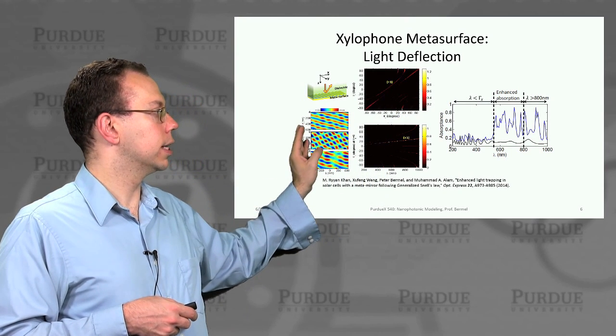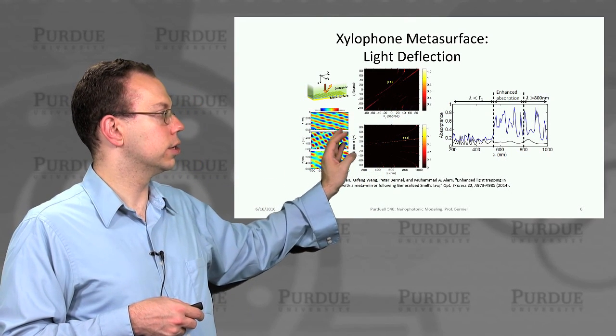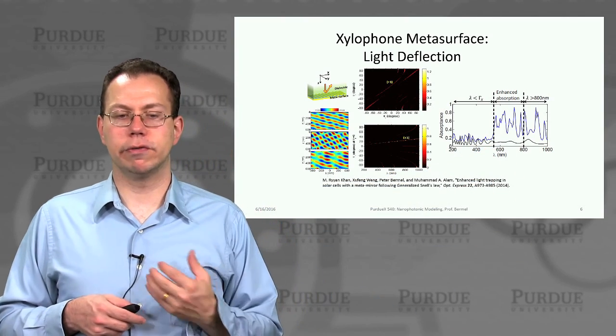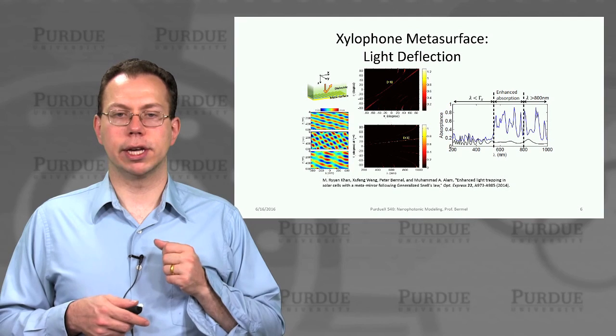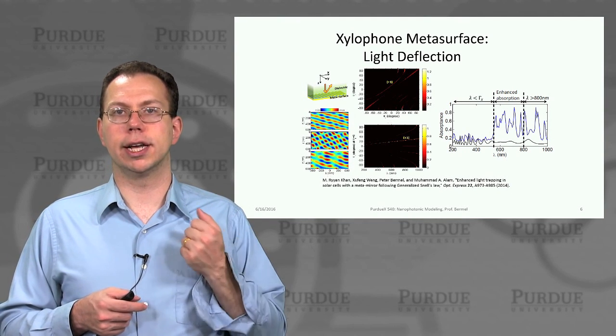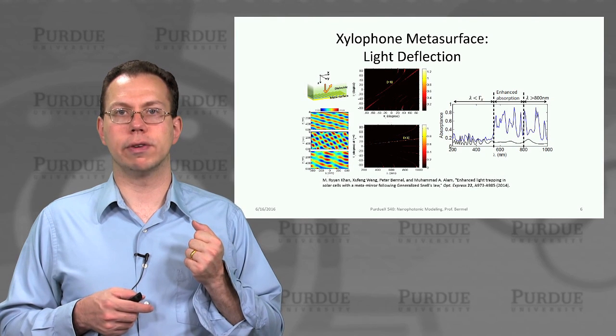You can see what the reflection looks like here. It's essentially a plane wave. And then you have enhancement of absorption in photovoltaics up to a factor of 10 at selected wavelengths. We also said that there could be other applications, like enhancing thermal emission at selected wavelengths.